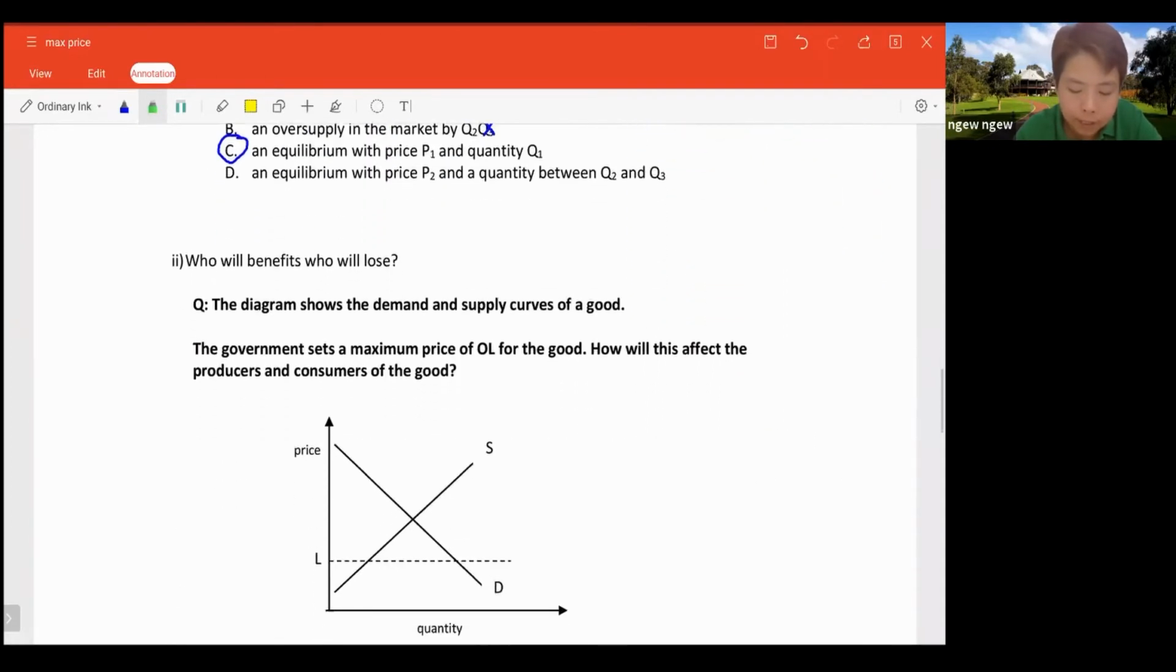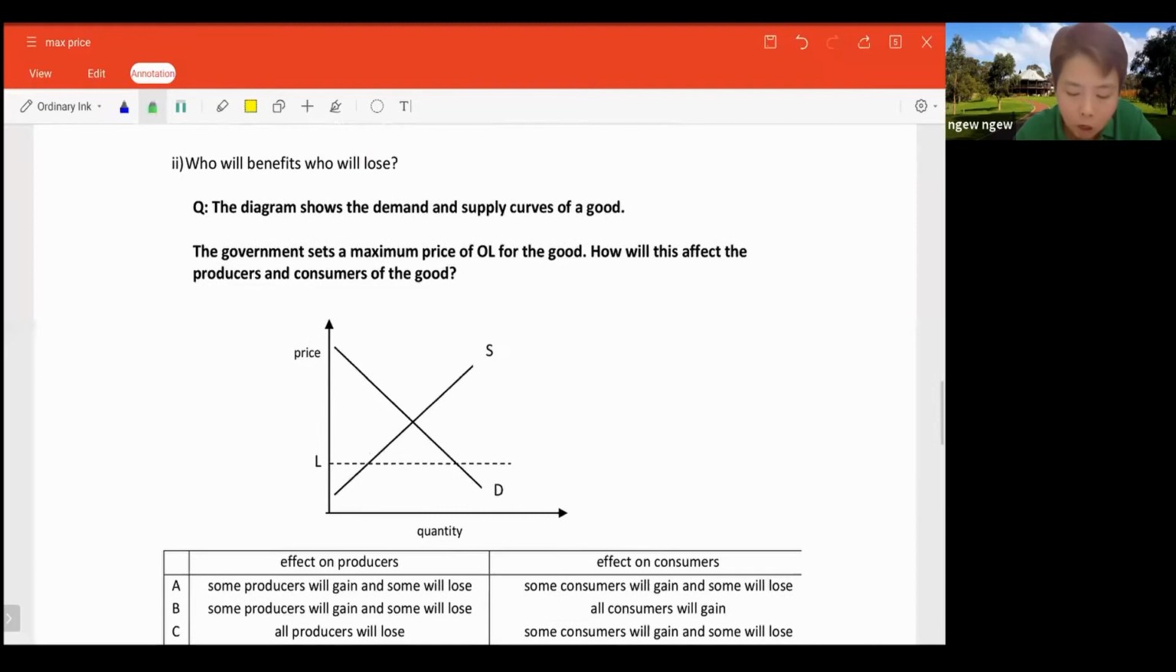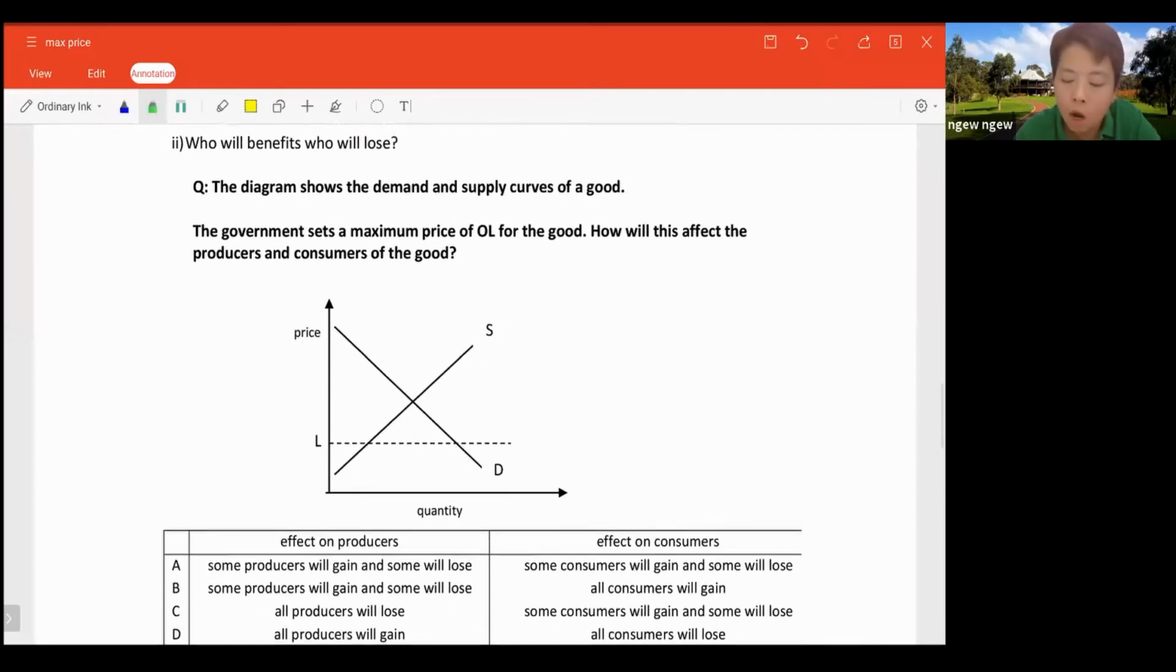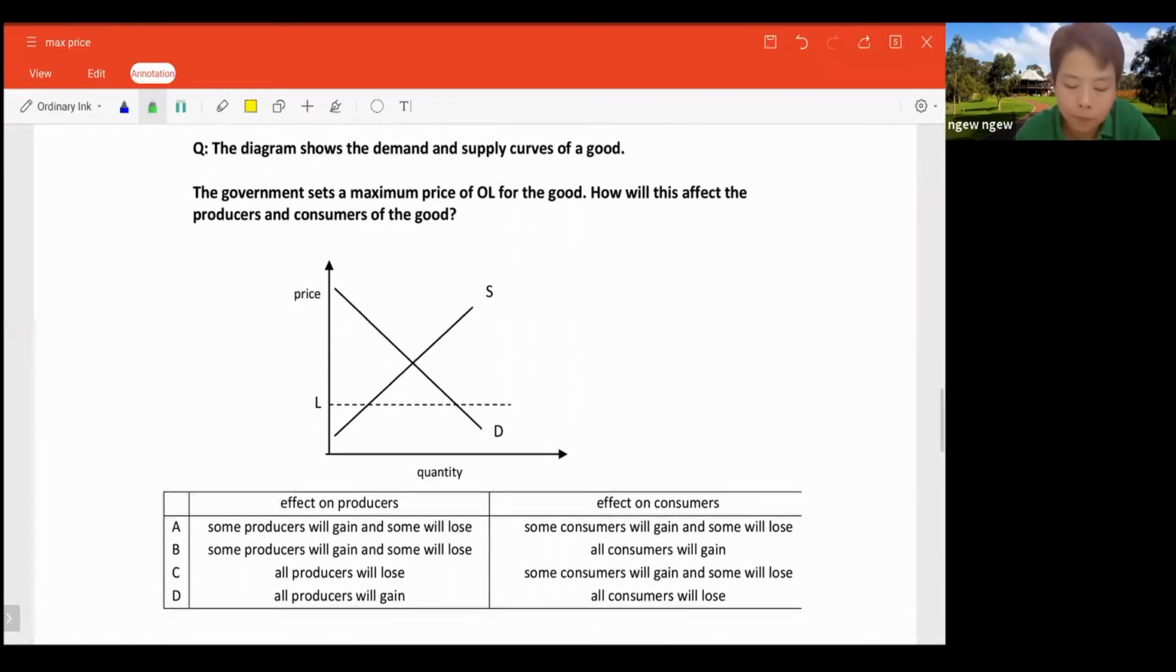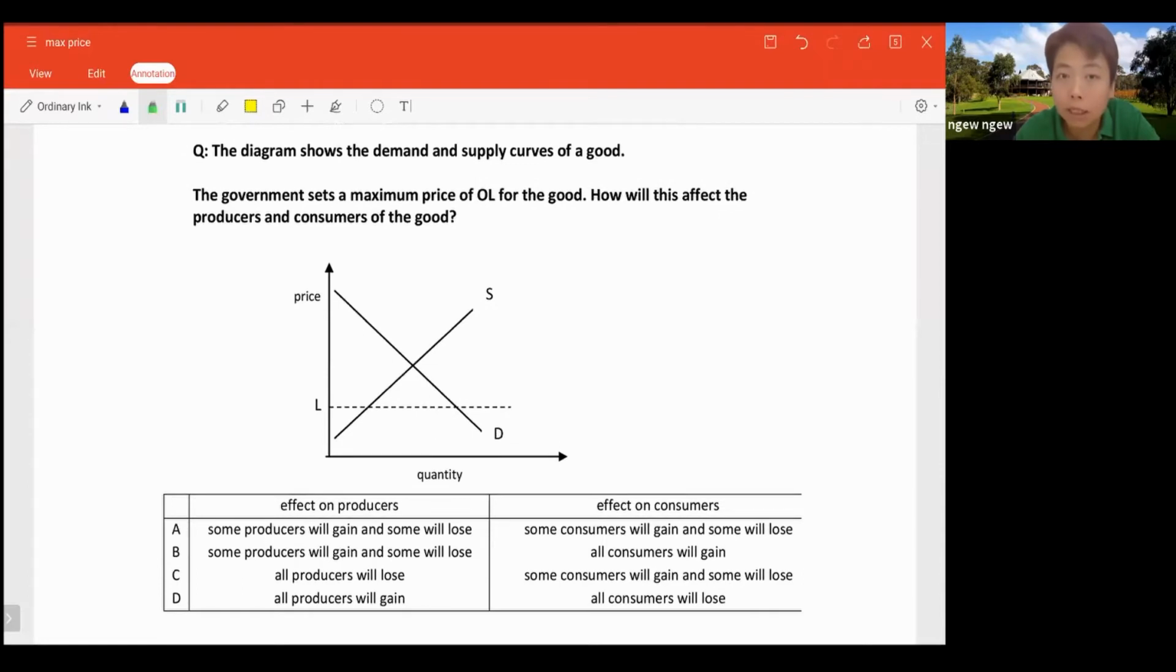Okay, the second trick is another common question. They ask you who will benefit and who will lose from the setting of maximum price. So we look at the question. If you need longer time to consider, you can just pause the video. The diagram shows the demand and supply curve of a good. The government sets a maximum price. Okay, now check if the maximum price is effective or not. This is below. Okay, yes, effective.